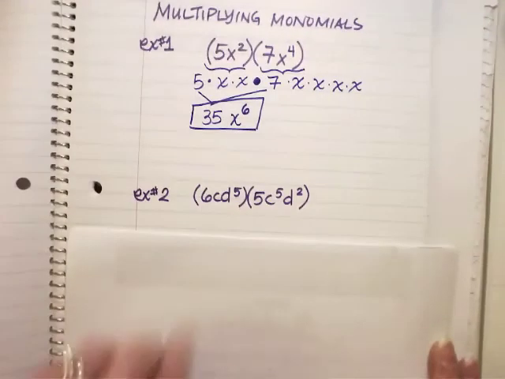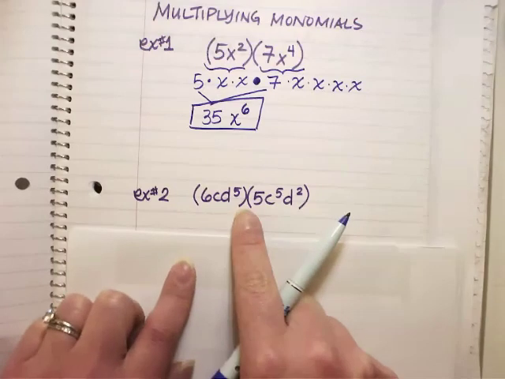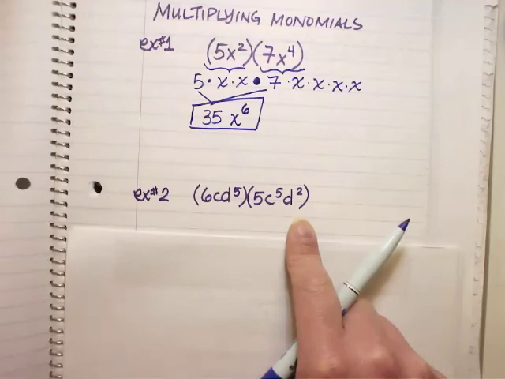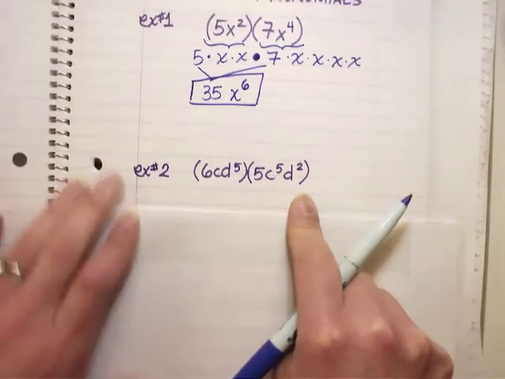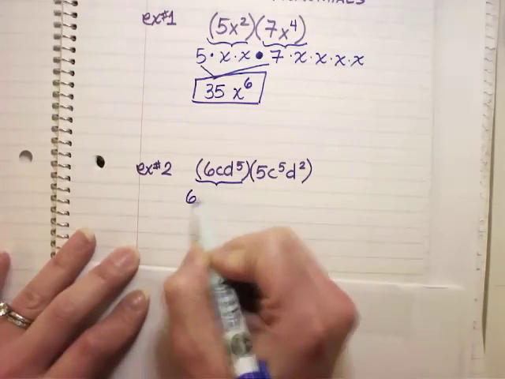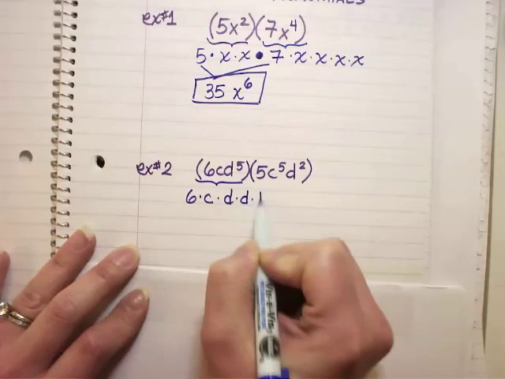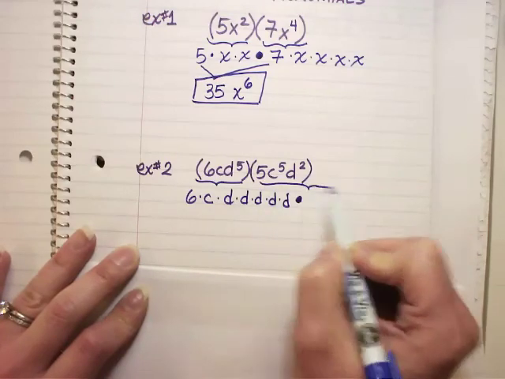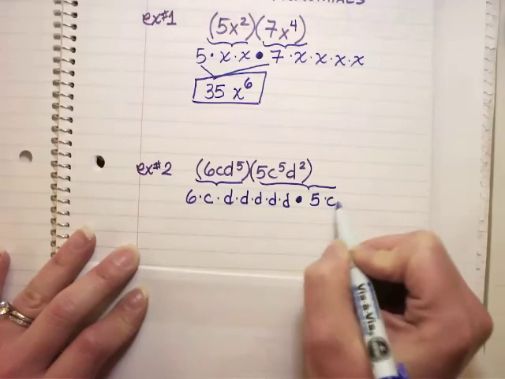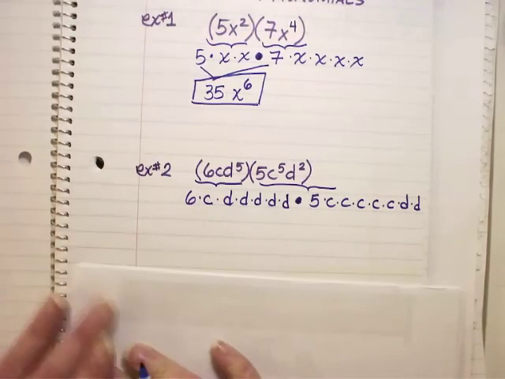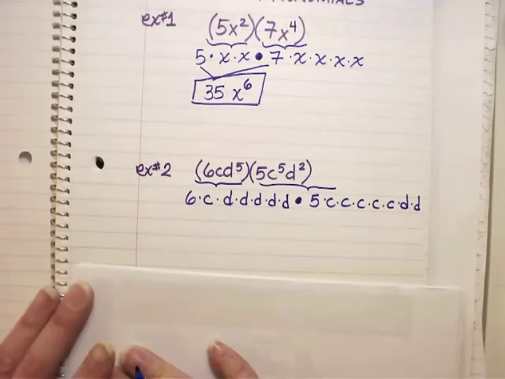Okay, let's try another one. Example number 2: 6cd to the 5th power times 5d to the 5th, c to the 5th, d to the 2nd. This time the difference is I have 2 variables in this problem. Just like the first one, I could expand it. So 6cd to the 5th power would be 6 times c times d times d times d times d times d, there are 5 of them, times the next set, which would be 5 times c times c times c times c times c times d times d. Some of you are probably thinking, oh my gosh, I have to write every single one of these out. In fact, you don't.